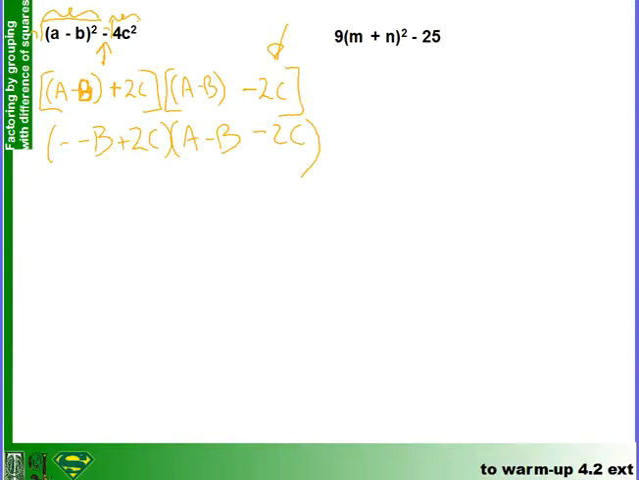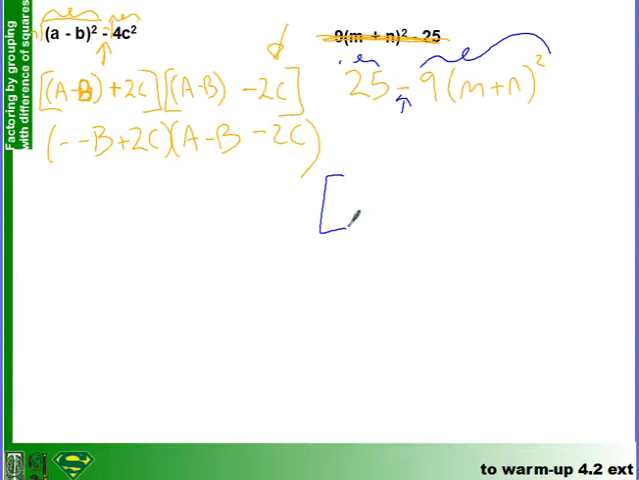So to answer your question, I'm actually going to take this problem, but I'm going to flip it. So I'm going to go 25 minus 9 times m plus n squared. So this is the problem I'm going to work on. All right? The first thing I have to ask myself is, what type of quadratic is this? I have a perfect square here, and I have, oh look, perfect squares here, and I am subtracting them. What do I have? I have a difference of squares. So the same process will continue.